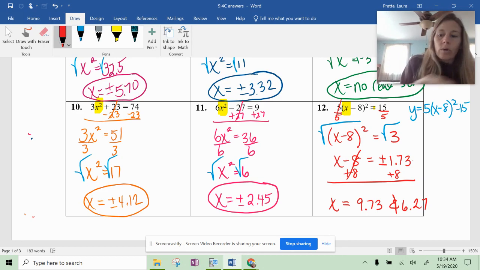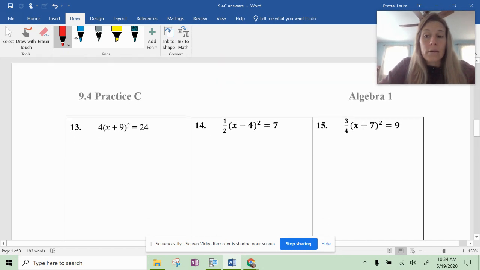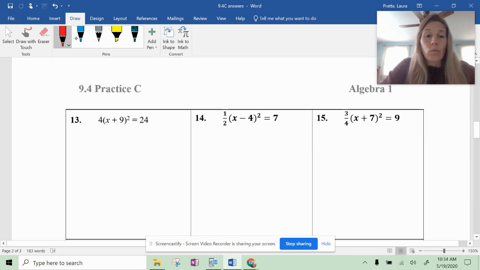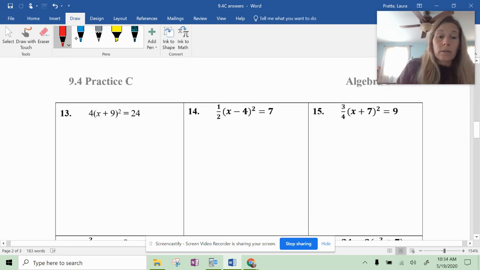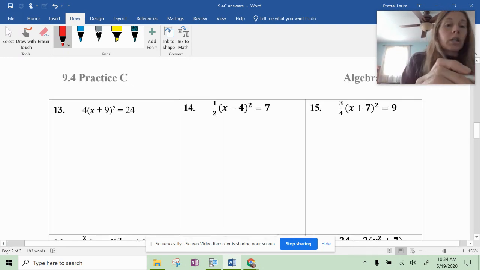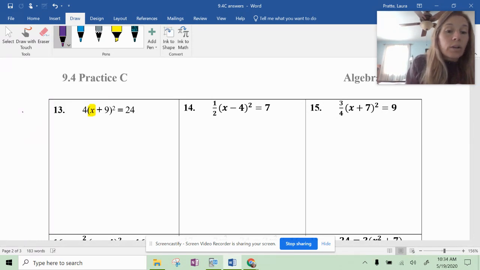Okay, so that was the two different answers we got for number 12. So now when we move on to the back here, the rest of these problems, we're going to have more of these other situations. So it's good practice. Okay, so let's take a look at number 13. Again, you just have the one variable, but because it's inside the parentheses, we're going to get rid of the 4 first by dividing, not distributing.